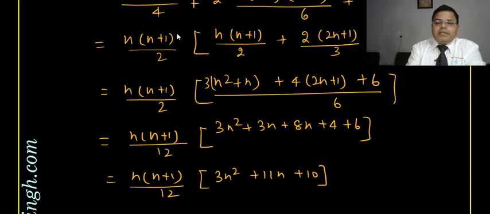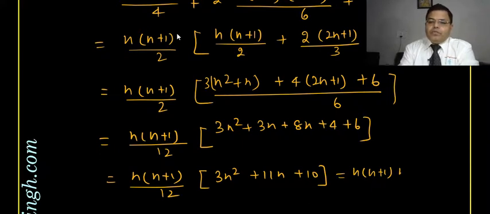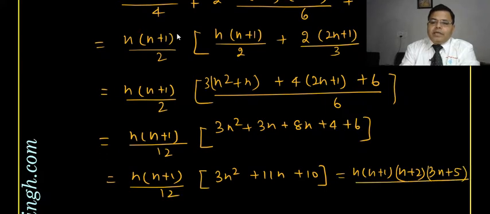I can write like this. Now 10 is 3 times... 30 and 6 times 5 is 30. So we can break them: n into (n plus 1), and that will be further 3n and 6n. So n plus 2 into 3n plus 5, whole divided by 12.